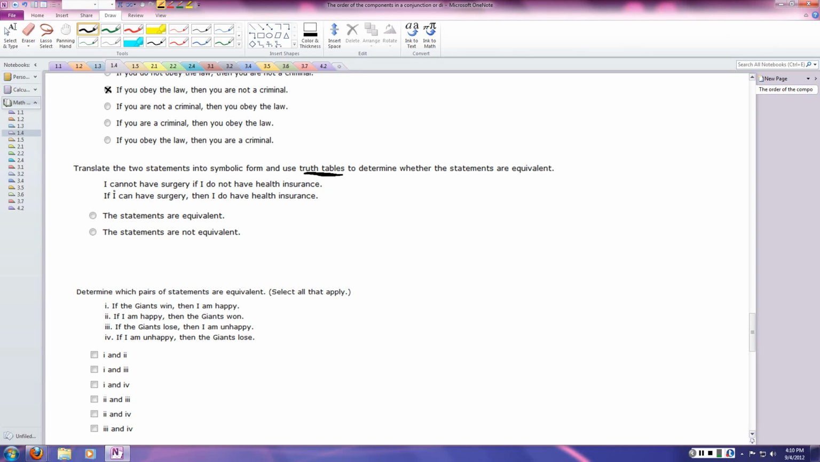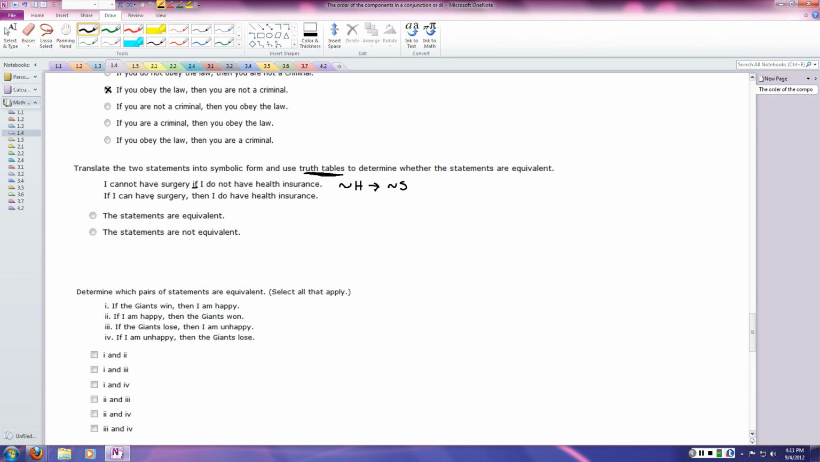So I cannot have surgery if I do not have health insurance. So this is just a straight if-then. I do not have health insurance, so no health insurance implies I cannot have surgery. That is the symbolic representation of the first statement.